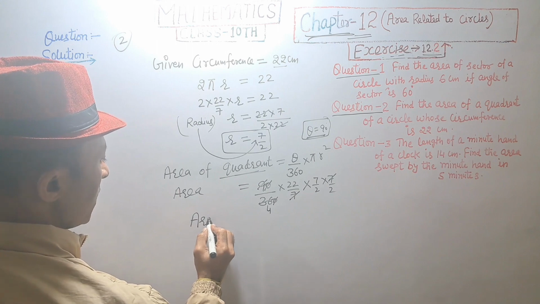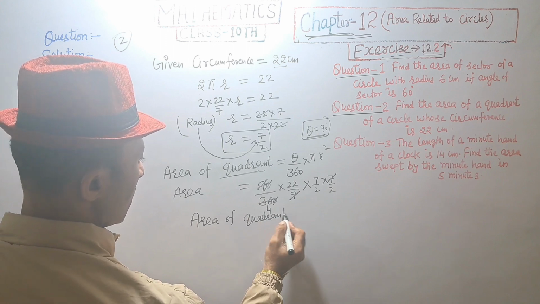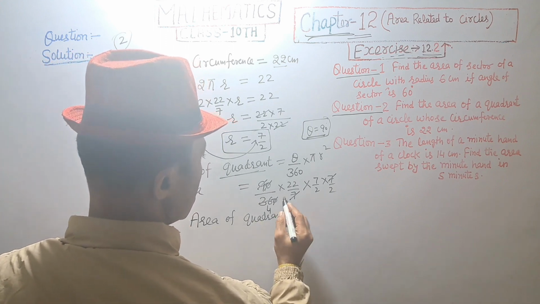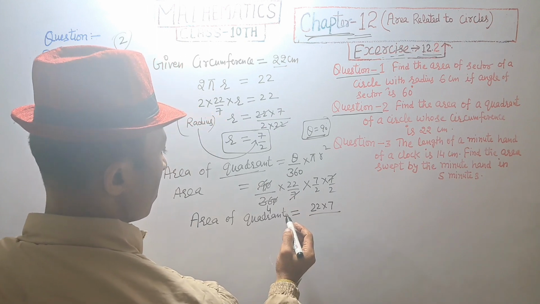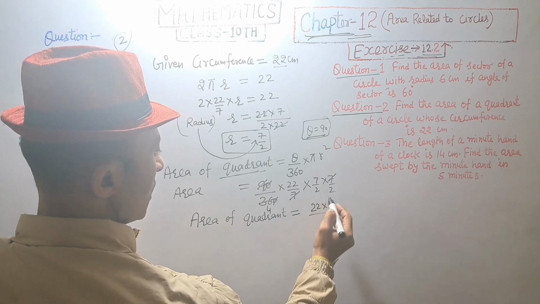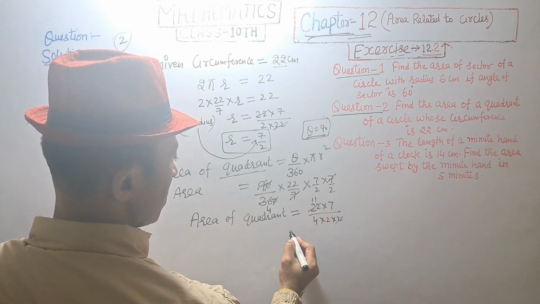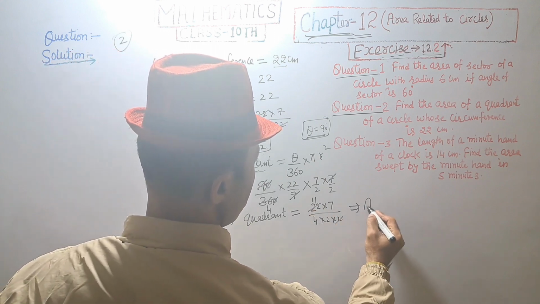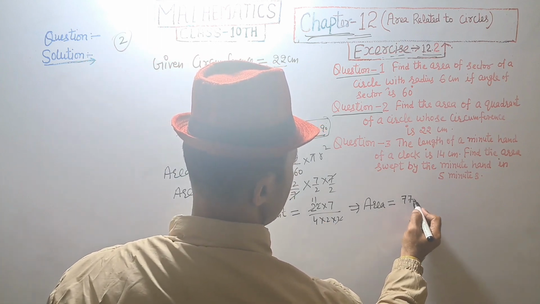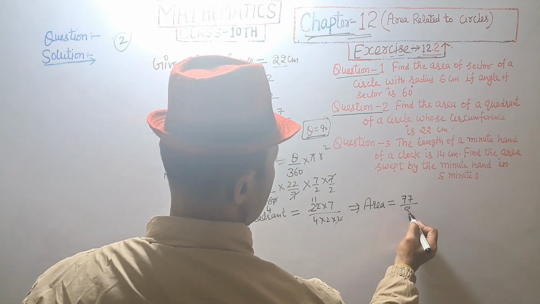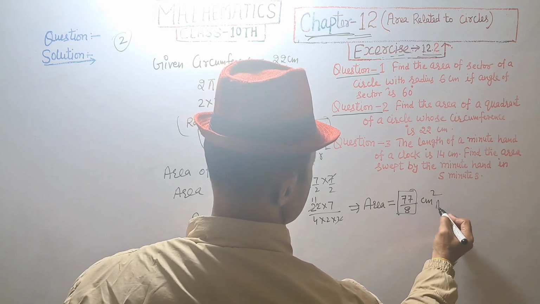Area of quadrant is equal to 22 into 7 divided by 4 into 2 into 2. This is cancelled by 11. This implies area is equal to 11 7s are 77 divided by 4 2s are 8 centimeter square. Answer.